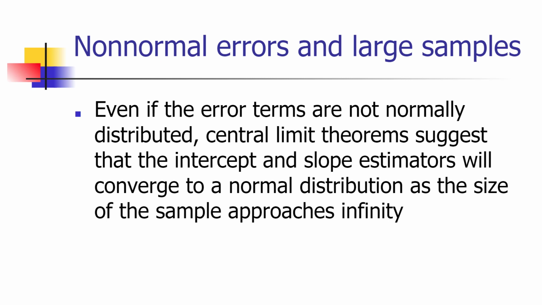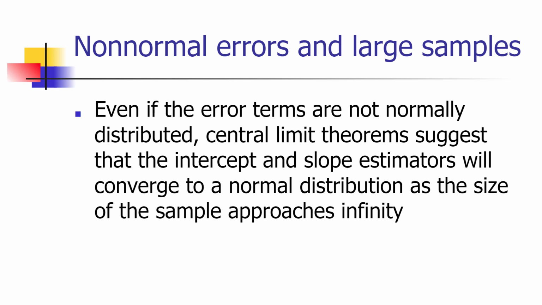However, even if the error terms are not normally distributed, the central limit theorem suggests that the intercept and slope estimators will converge to a normal distribution as the size of the sample approaches infinity, as long as the underlying distributions have a constant mean and a finite variance. So in a large sample, we can treat the parameter estimators for beta hat 0 and beta hat 1 as normal, even if the underlying error terms are not normally distributed.